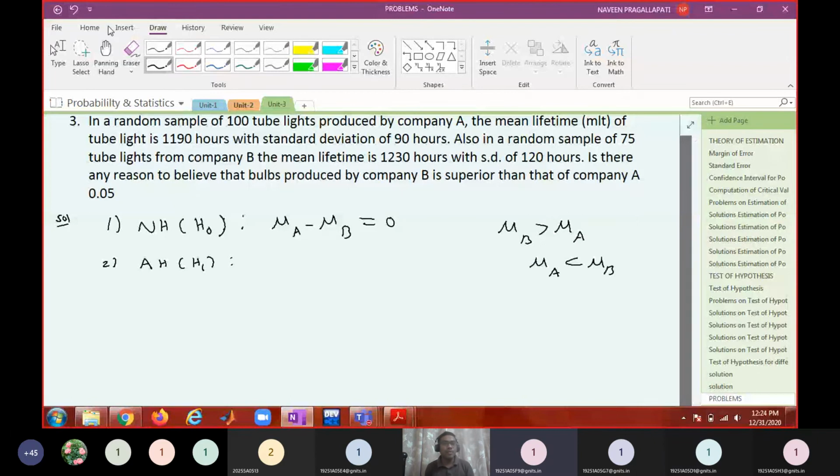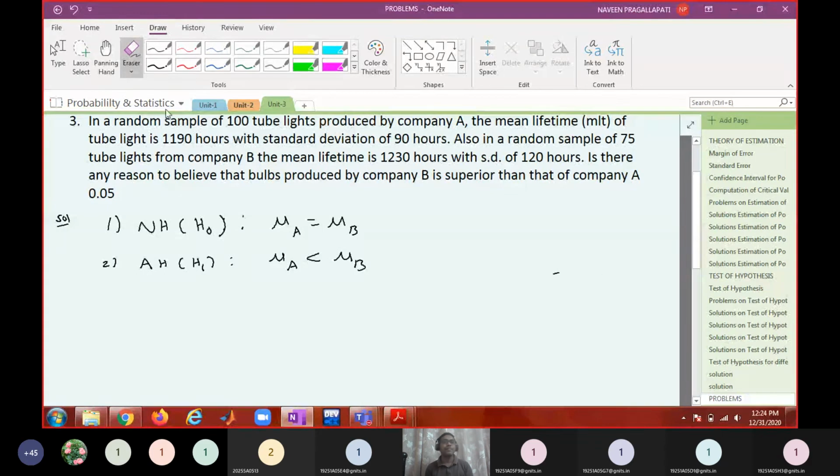Yes, sir. So instead of writing like this, I can write: there is no significant difference between the two bulbs, or I can say that bulb A is inferior to bulb B. Then what test am I going to apply? What symbol are you seeing here? Left one-tail test. You are seeing a less than inequality, no? Therefore, you have to apply left one-tailed test.